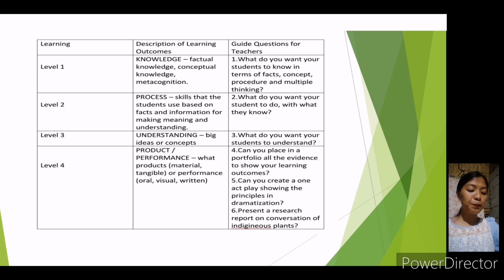And level 4, product and performance. What product? It could be material or tangible. Or performance, it could be oral, visual, or written. And the guide questions for teachers: number 4, can you place in a portfolio called evidence to show your learning outcomes? Number 5, can you create a one-act play showing the principle in dramatization? Number 6, present a research report on conservation of indigenous plants.